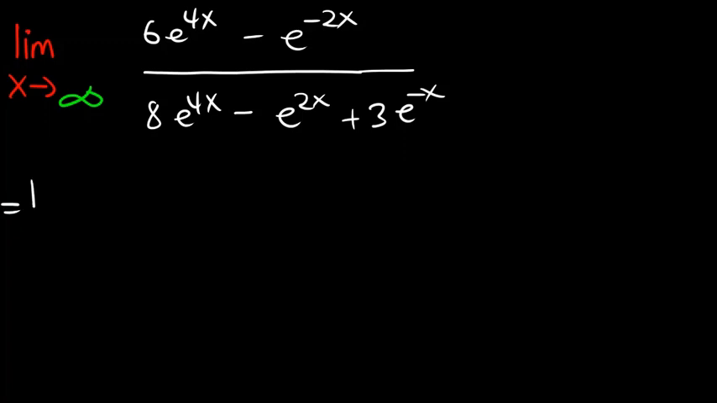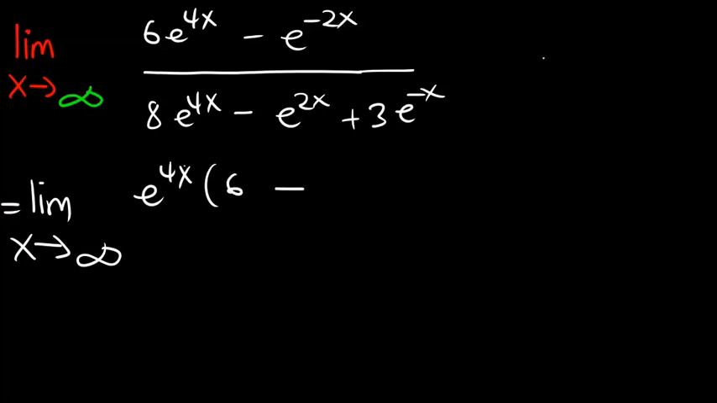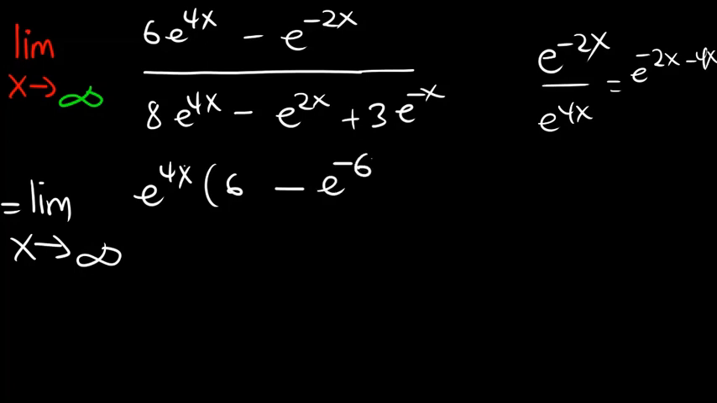So you're going to have this to be equal to the limit as x approaches infinity, and then we are going to have e to the power 4x, and then bracket open 6 minus, and then we have e to the power minus 2x divided by e to the power 4x, which will be equal to e to the power minus 2x minus what, 4x. So minus e to the power minus 6x. This is what you are going to have for the numerator.